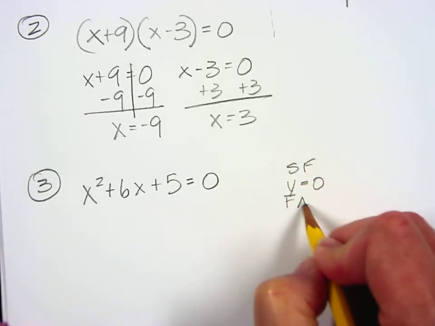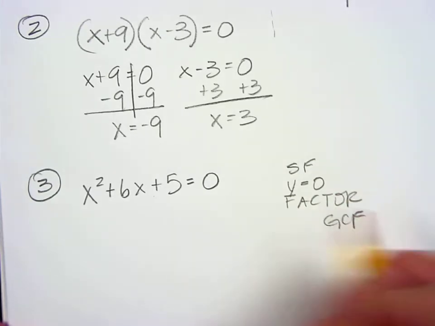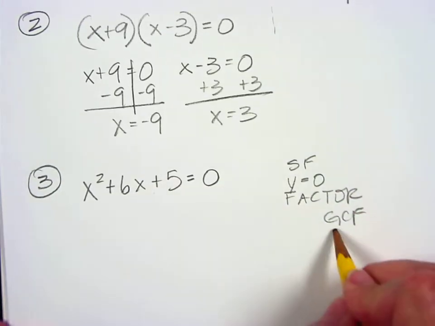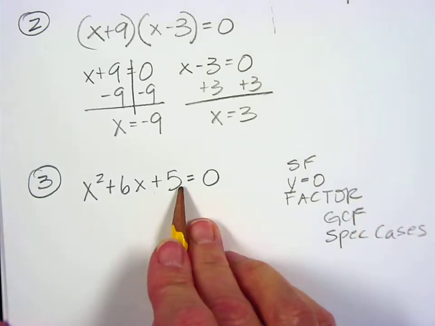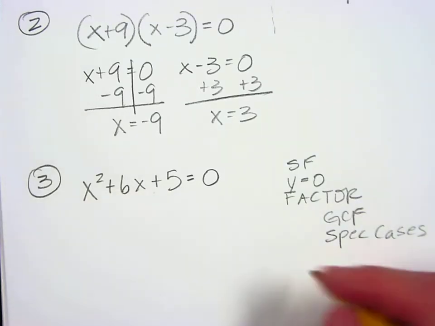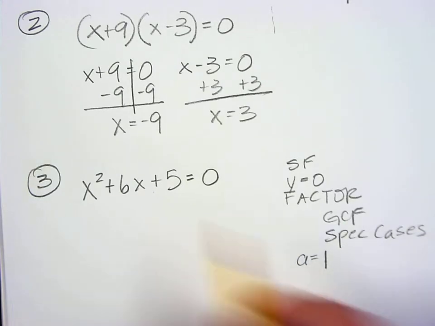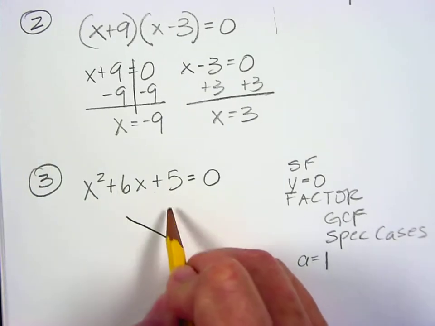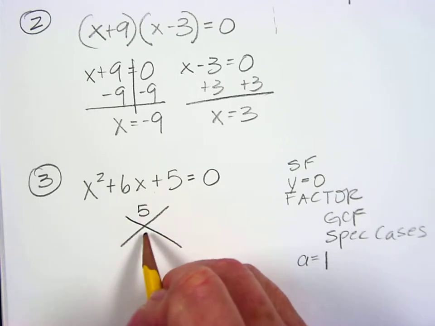Then when we factor it, we look for a GCF. Don't see one. We look for special cases. It's not a PST. This isn't a square number. And it's not difference of squares because it's not a binomial. So then I'm going to look at my A value. And since A equals 1, I can try to factor this using X-man. A times C is 5 and B is 6.